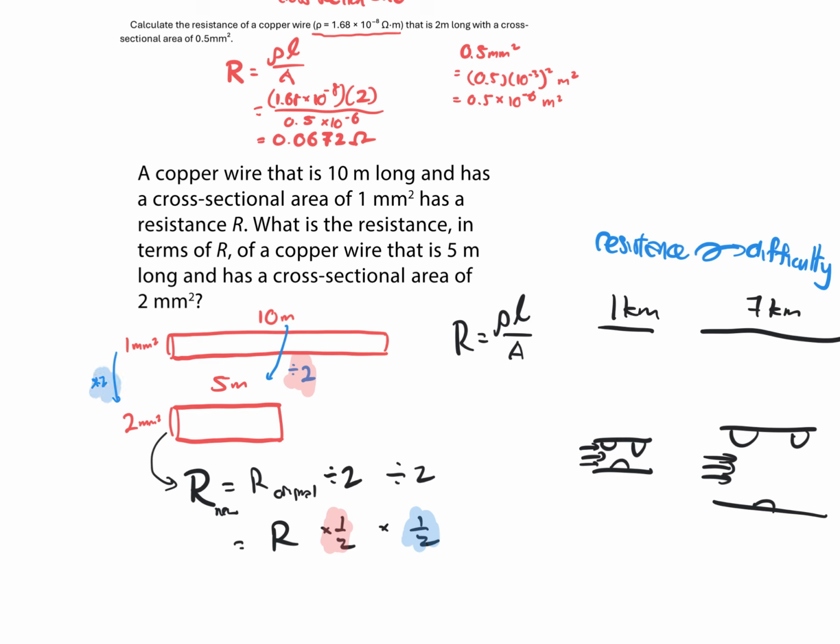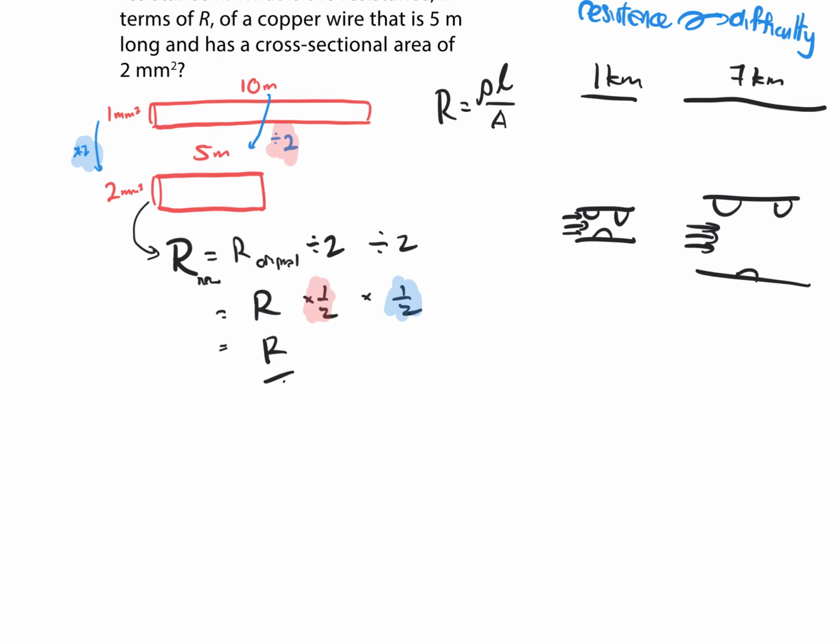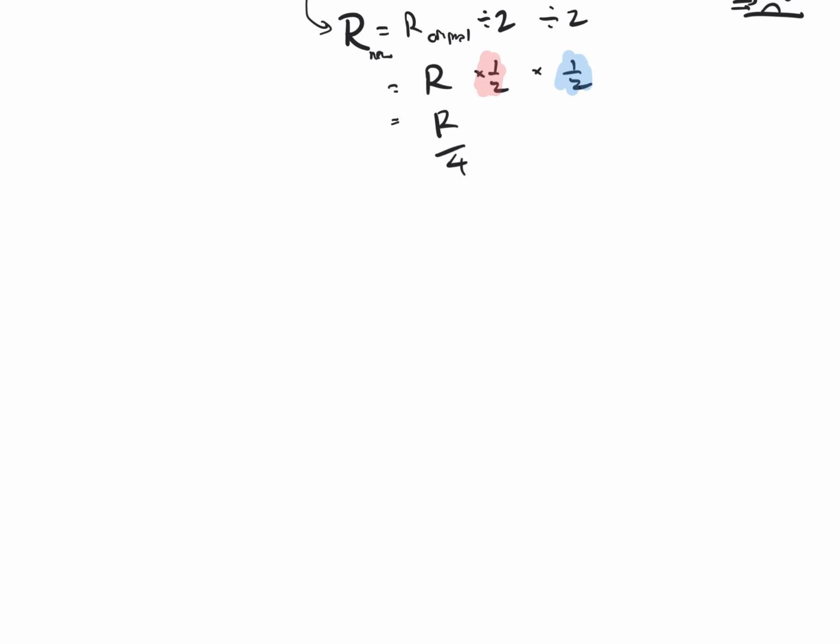Okay, so the logic just tells me that it became shorter, it became wider. I'm going to have a lower resistance. And how much lower is the resistance? Well, it's going to be R over 4, right? My new resistance in terms of R is going to be R over 4. So let's try another one.